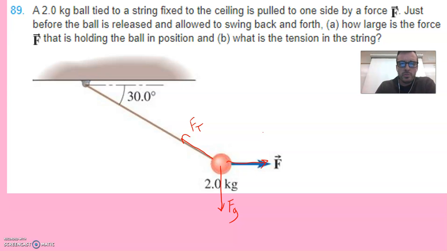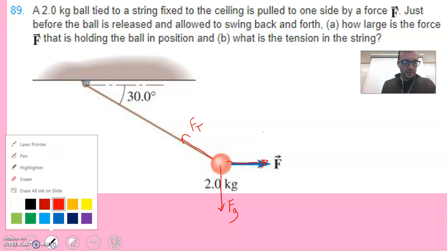It says just before the ball is released, allowing it to swing back and forth, this is the situation we have. How large is the force that's holding the ball in the position, and what is the tension in the string? All right, so we've seen problems on inclined planes where the axis is kind of shifted. And here we're going to have a similar type of deal.